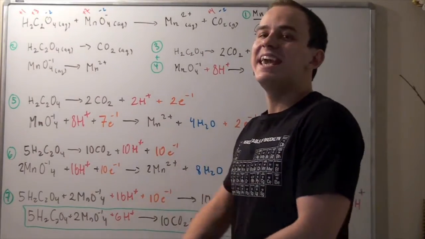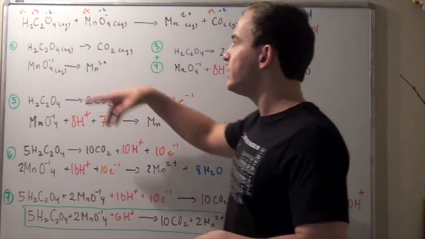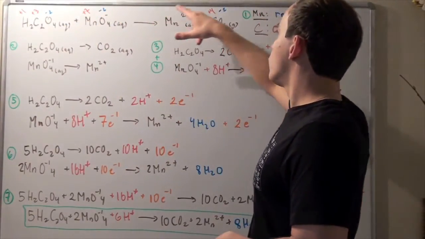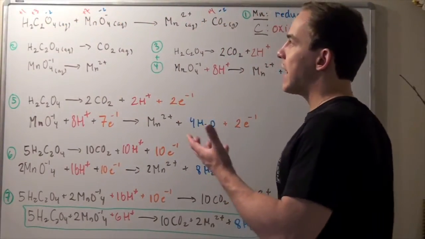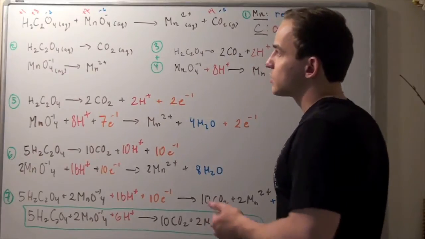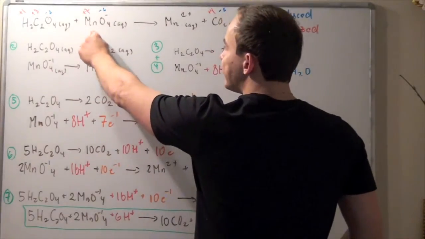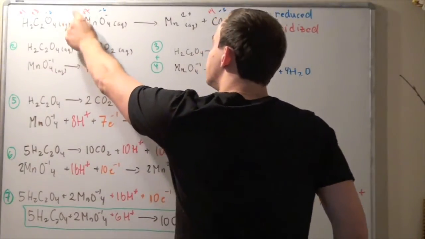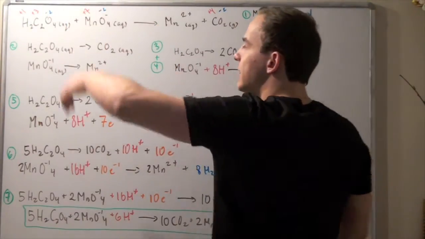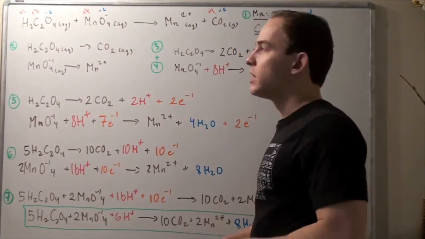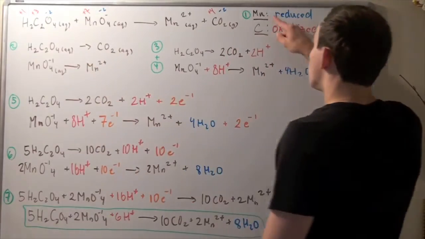So which atom gains electrons? I've written out the oxidation states for each atom. So let's see which atom becomes more negative. Our Mn in permanganate goes from a +7 to a +2. That means it gains 5 electrons. So that means our Mn is reduced.